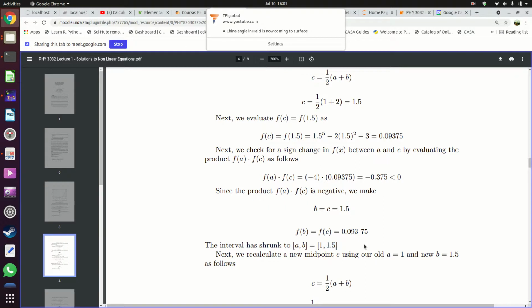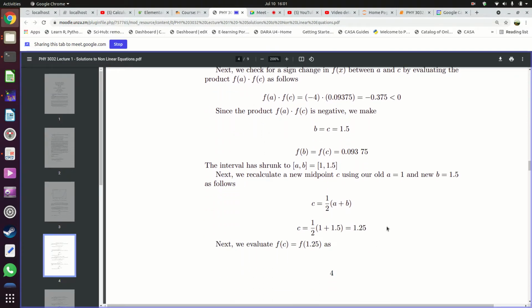So now that we have a new bracket between 1 and 1.5, the next thing is we are going to work out a new guess value, a midpoint. Always, our guess values are midpoints. Now that we have a new A of 1 and a new B of 1.5, we use them to work out a new midpoint. C is going to be equal to half of A plus B. So our A is 1 and our B is 1.5. That's 1 plus 1.5, which is 2.5. Then 2.5 multiplied by a half gives 1.25. So this is now our guess value C.